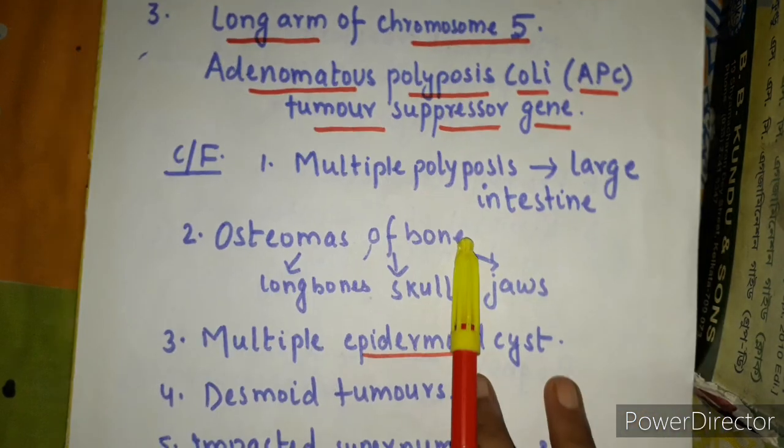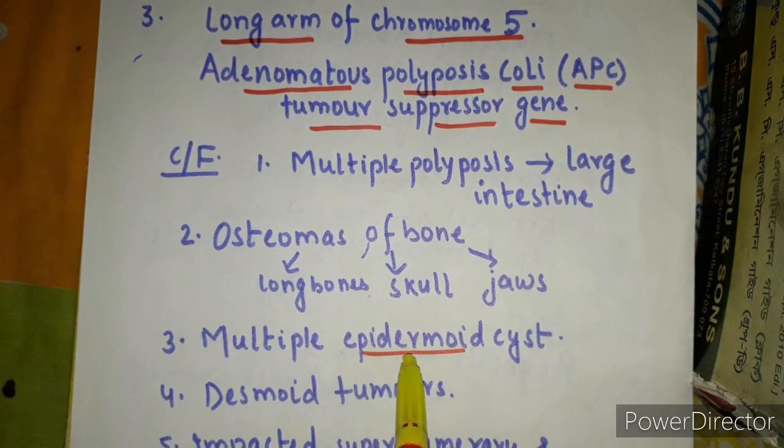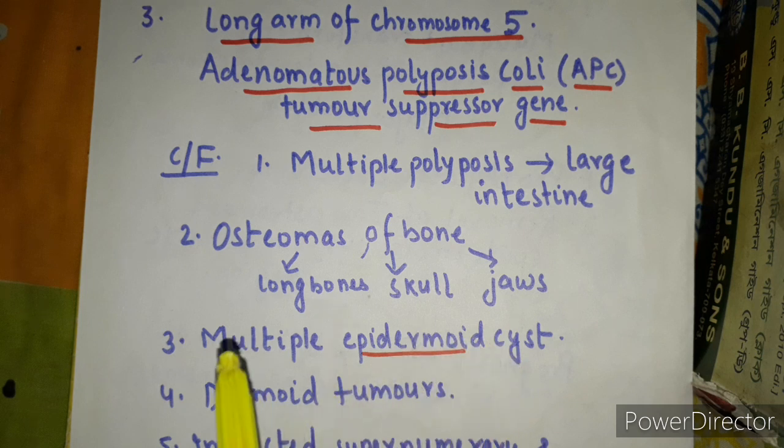Moving on, there will be multiple epidermoid cysts. Epidermoid cyst is also known as sebaceous cyst. So multiple epidermoid cysts will occur particularly on the scalp and on the back. Here you can see multiple epidermoid cysts on the back.